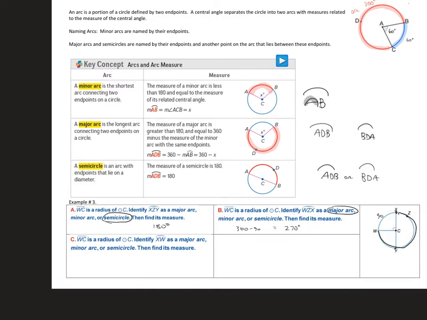And finally, we need to identify arc XW as a major arc, minor arc, or semicircle. It is definitely a minor arc, and its central angle is 90, so therefore it is 90 degrees.